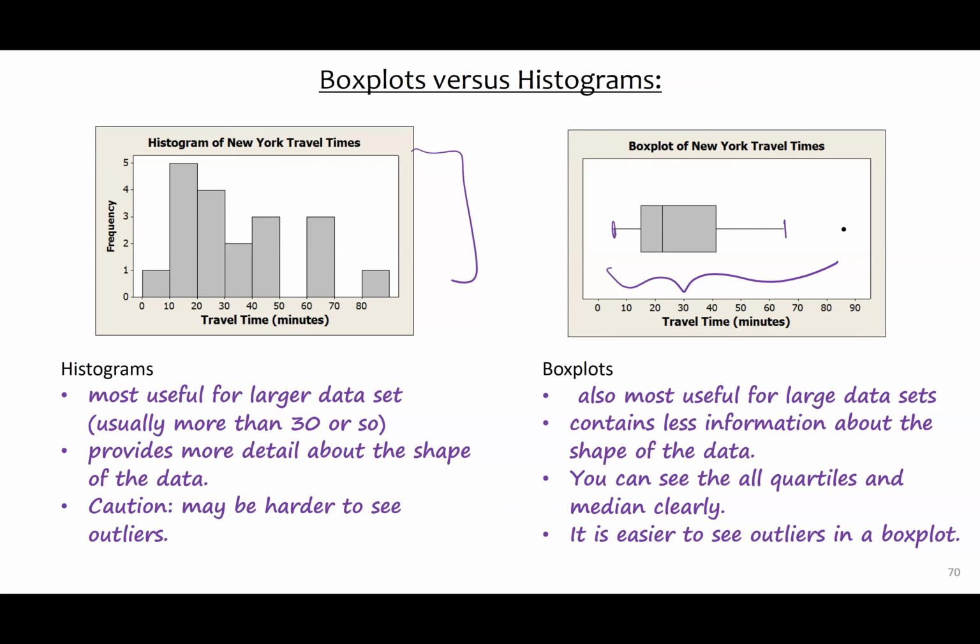In histograms, it could be more difficult to see outliers. Here, if you look here, it's really obvious there's an outlier. It's less obvious in this histogram that it's an outlier. So with the box plot, you can see all the quartiles and the median clearly, but it's hard to tell the number of peaks. So there are some trade-offs there. Definitely feel free to pause if you need a little more time to record all of these bits right here.